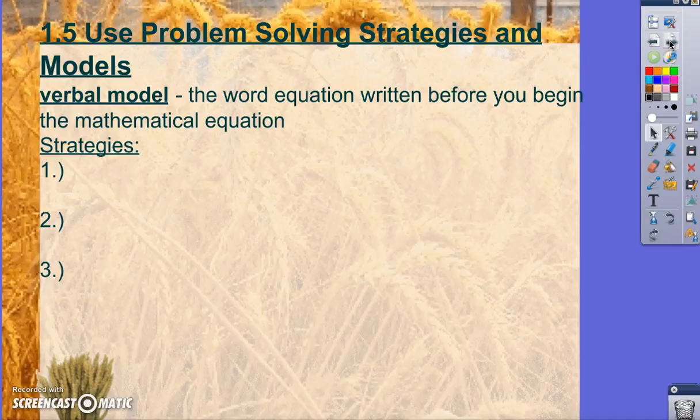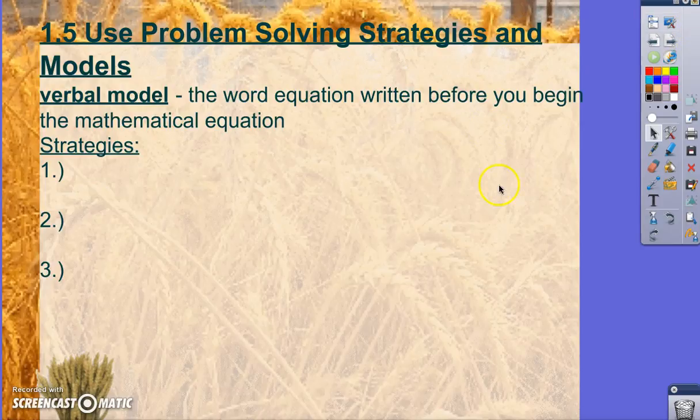Okay, so 1.5 is called Use Problem Solving Strategies and Models. So the first term we actually take a look at is called a verbal model. It's called the word equation written before you begin the mathematical equation. So really, anytime you see a word problem, you really should see how it's written out before you write what that translates to in math.